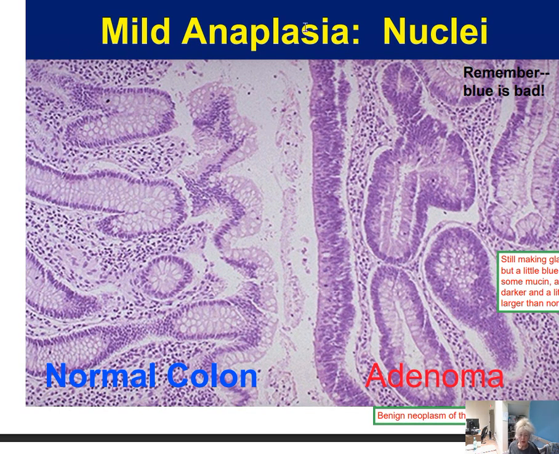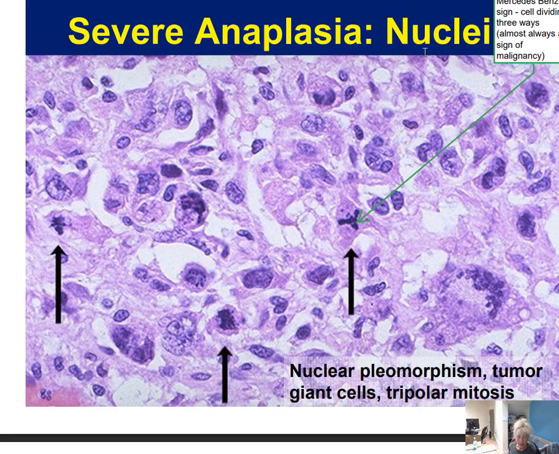Mild anaplasia. If we look at the nuclei, here's our normal colon. Notice how dark this is. The resemblance, blue. Remember, blue is bad. This is an adenoma. Severe anaplasia, let's look at the nuclei. The cell is dividing three ways. This is almost always a sign of malignancy. In nuclear pleomorphism, tumors give us giant cells and tripolar mitoses. So you may see three nuclei.